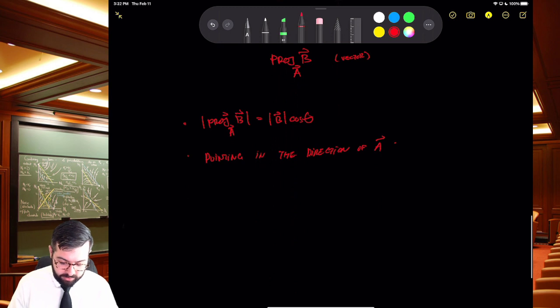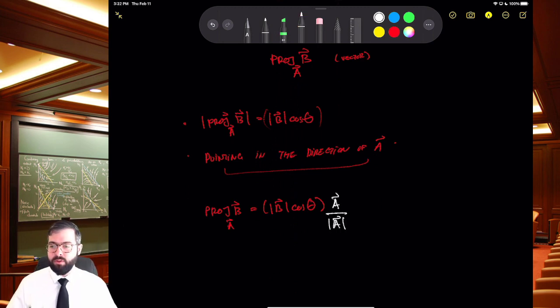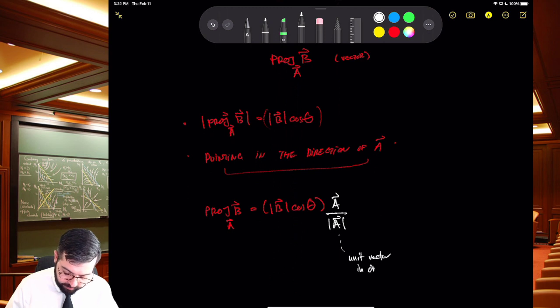So here, it's pointing in the same direction as A. So what that means is this vector, the projection of B onto A, is really the magnitude of the component, the magnitude of B cos theta, that length, times the vector A divided by its magnitude, the unit vector in the direction of A.